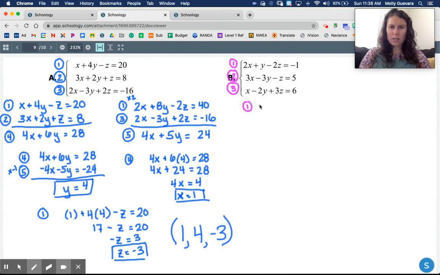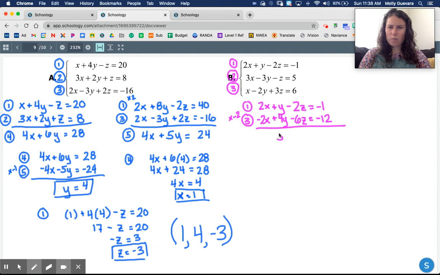So let's do 1, which is 2x plus y minus 2z equals -1. And then we can do 3, but I'm going to have to multiply 3 by -2 in order to get it to eliminate. So that gets me -2x plus 4y minus 6z equals -12. I'm really going out on an edge, you guys, because I haven't done it this way yet. So plus 4, minus 6, minus 12. Okay, so these guys eliminate.